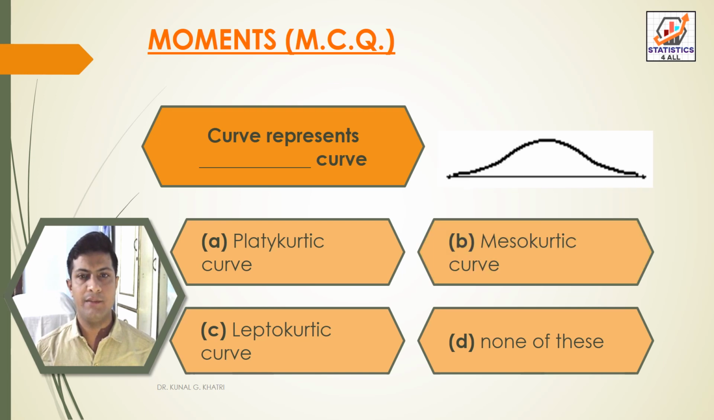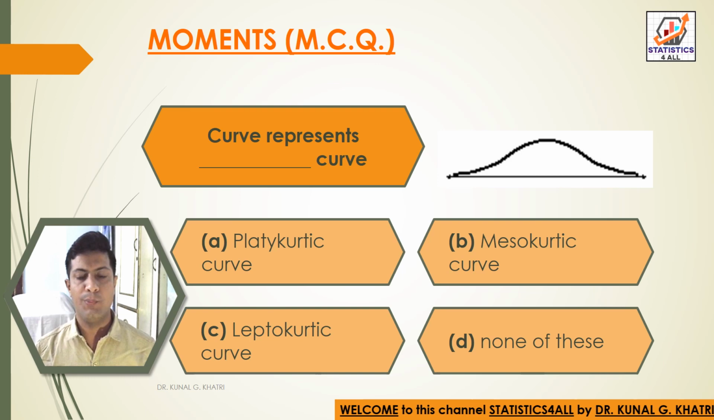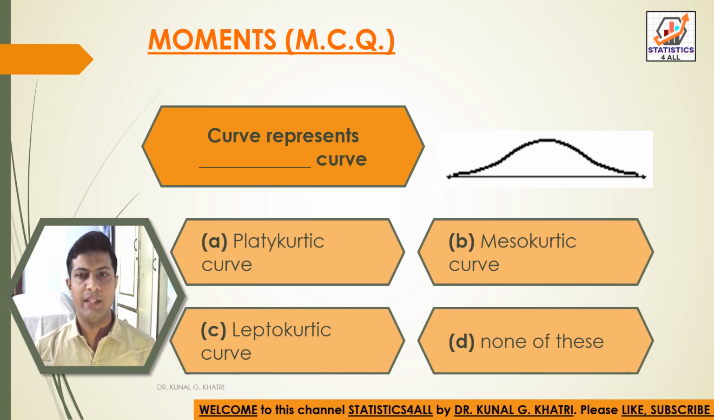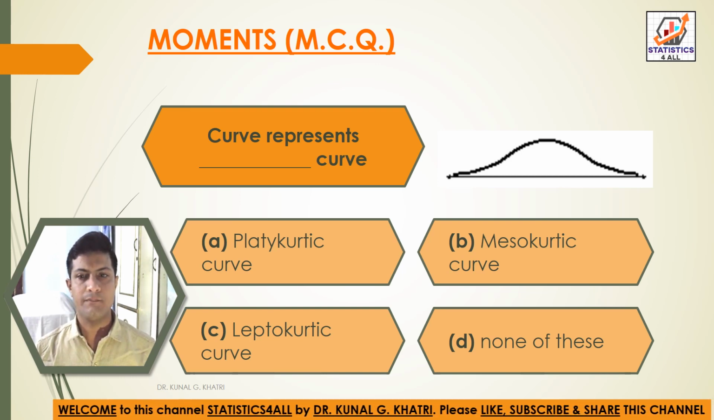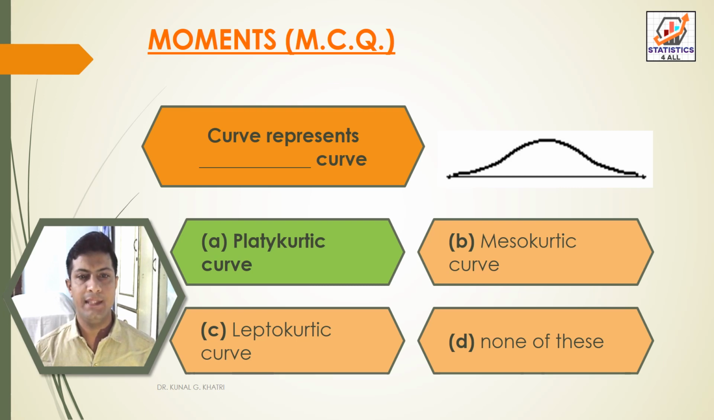Next question. Curve represents dash curve. Option A platykurtic curve, option B mesokurtic curve, option C leptokurtic curve, option D none of these. So here we have answer option C platykurtic curve. Curve represents platykurtic curve.